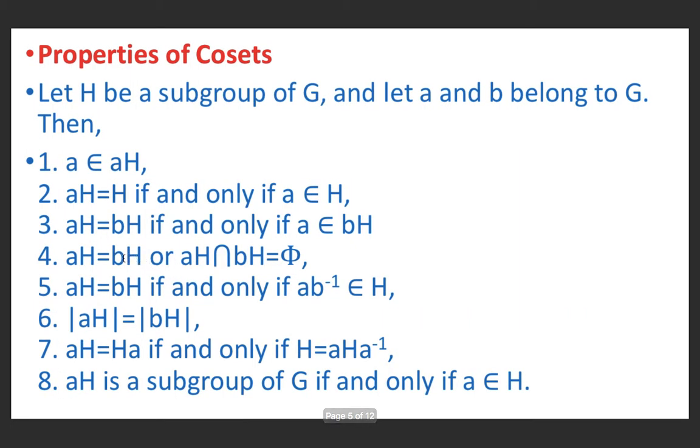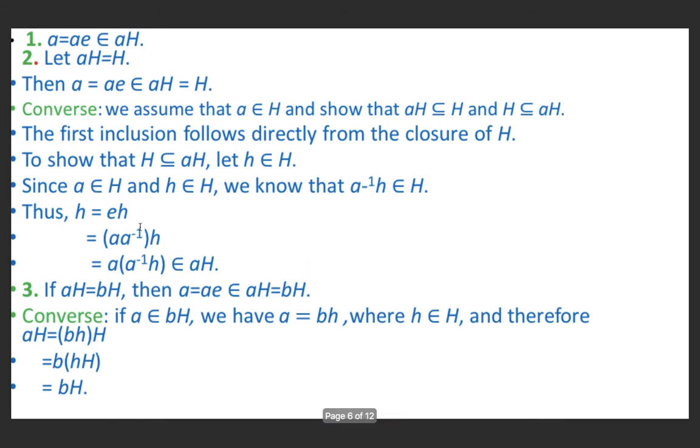Now the third property is aH is equal to bH if and only if a belongs to bH. In this also, first we will show that if aH is equal to bH then a belongs to bH. Then we will show that if a belongs to bH, then aH is equal to bH. So for the third property, if aH equal to bH, then a is equal to ae belongs to aH, and we have assumed it to be equal to bH. So this is the first part.